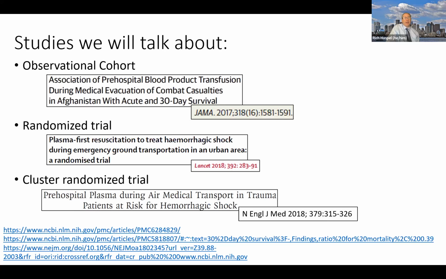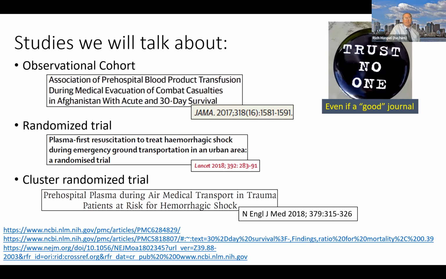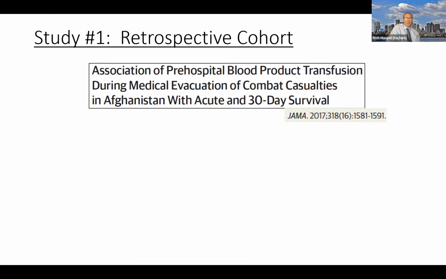Okay, and these are the studies we're going to talk about. They're all related to giving pre-hospital blood product support. There's one observational cohort, one randomized trial, and one cluster randomized trial. And again, we're going to trust no one, even if it's supposedly a good journal, which all of these are.